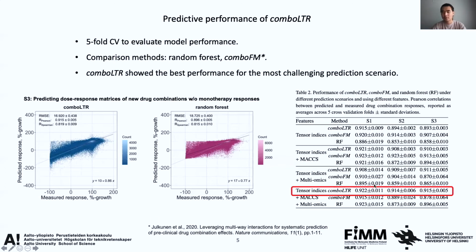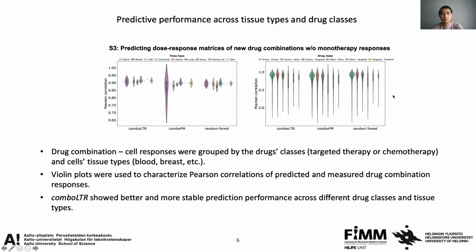And the table on the right showed the predictive performance in terms of Pearson correlations when using different feature combinations. And it can also be seen that in the most challenging scenarios, ComboLTR benefited more from auxiliary features from different sources, such as drug and cell features. And due to the time limit of this presentation, not all results are presented here, but they can all be found in our paper.